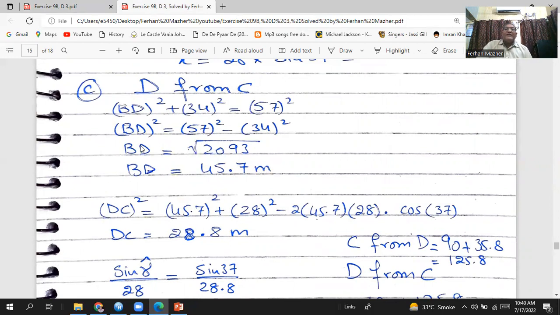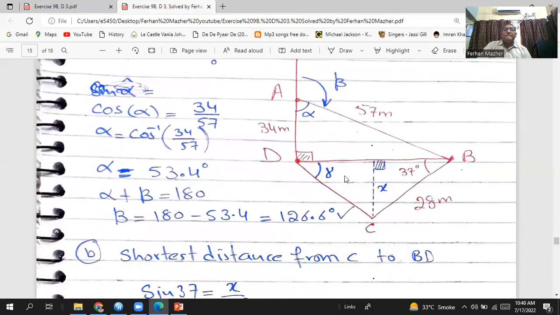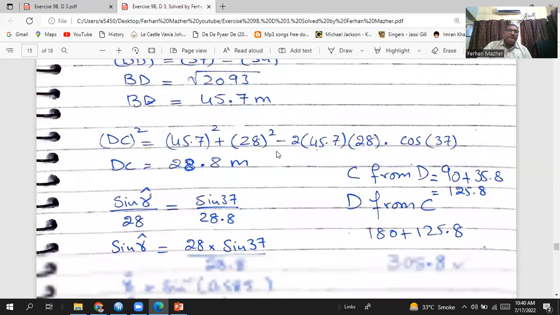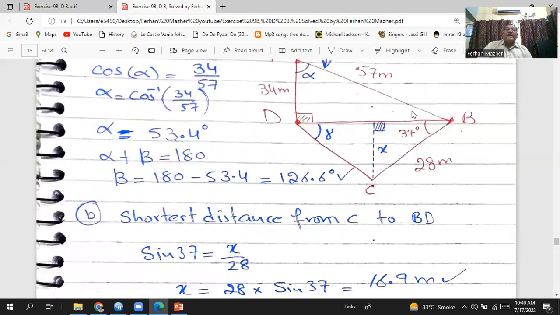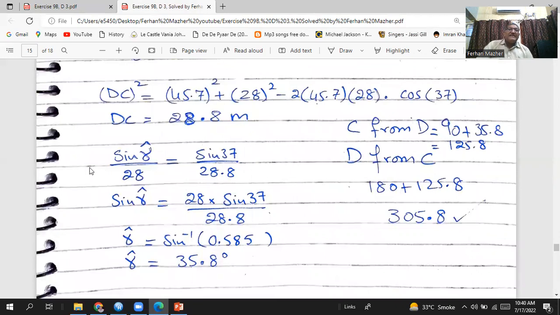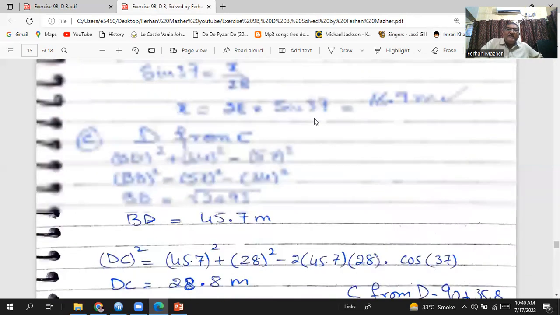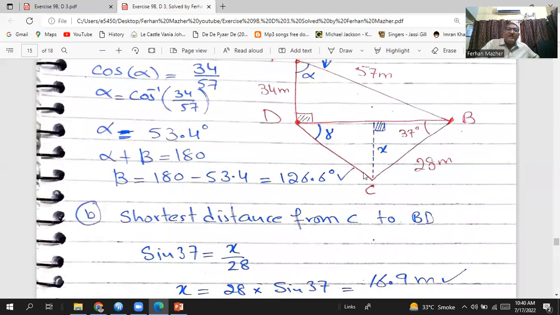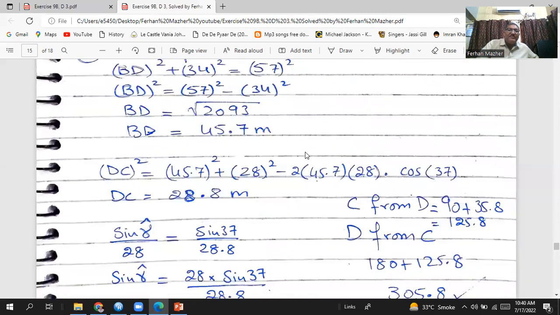I hope you understand. Once I know this BD, the full thing, then we will apply the law of cosine to find out what is the length of the DC. Okay, so the DC square will be equals to 45.7 square plus 28 square minus 2 multiply 45.7 multiply 28 multiply cos 37, equals to under root answer, and you will get 28.8 meter. So now I know the three sides of this triangle. I know this side, I know this side, I know this side.